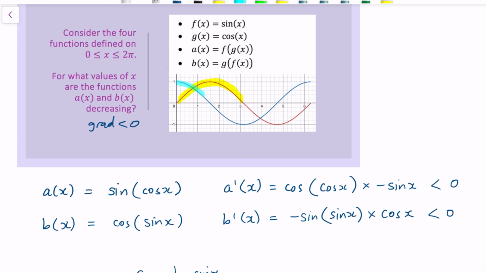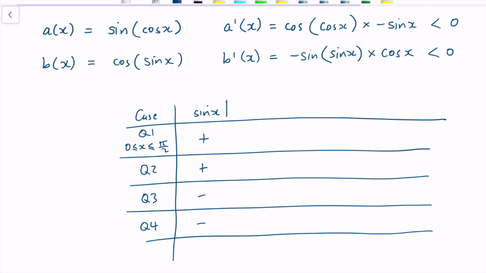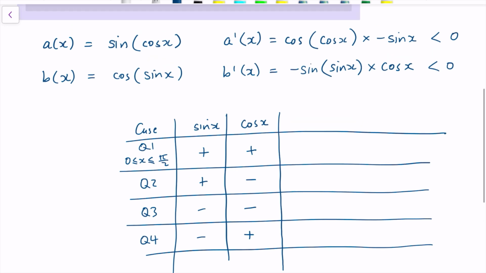Cosine of x, the first quadrant is positive and decreasing. The second quadrant is negative and still decreasing, and then it flips around to increasing, and then positive eventually in the fourth quadrant. Okay, so cosine of x is positive, then negative for the second and third quadrant, and then positive for the last quadrant. And then lastly, we need to consider a dash and b dash.